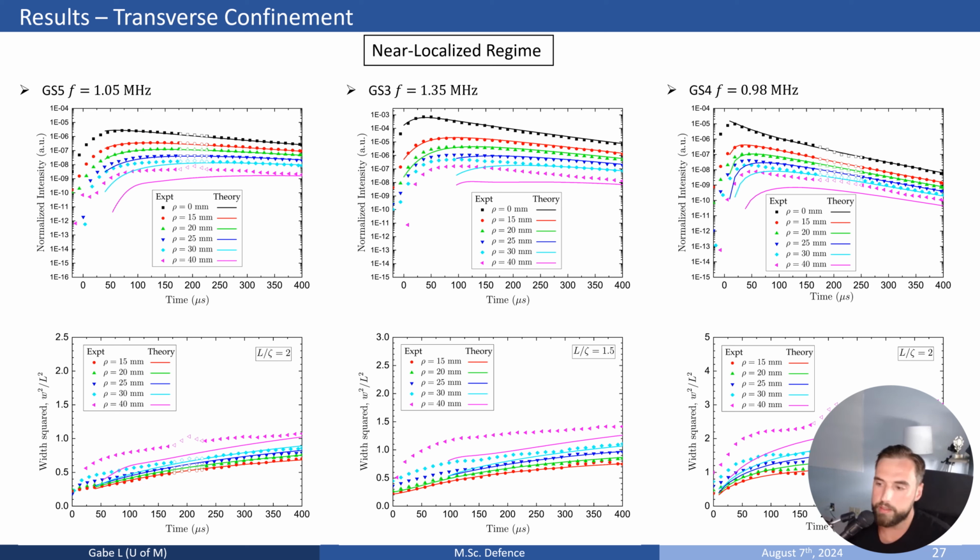And another thing that's important to notice here, as we begin to approach more localized behavior, is that we see a deviation at the largest rho in the magenta color. Deviation of theory from experiment. The theory predicts less intensity, but we have more intensity at these largest rhos.